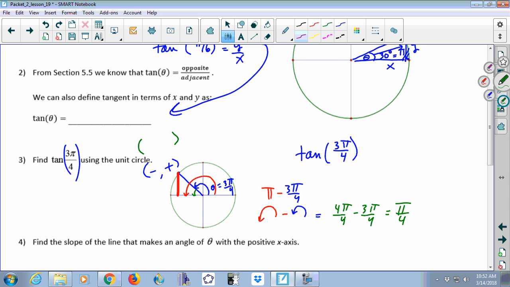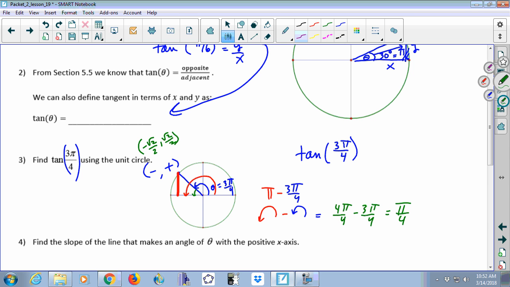Square root of 2 over 2, square root of 2 over 2. You like the pi over 4s because they're exactly the same. And the x is square root of 2 over 2, negative square root of 2 over 2. So the tangent, we're still not done.